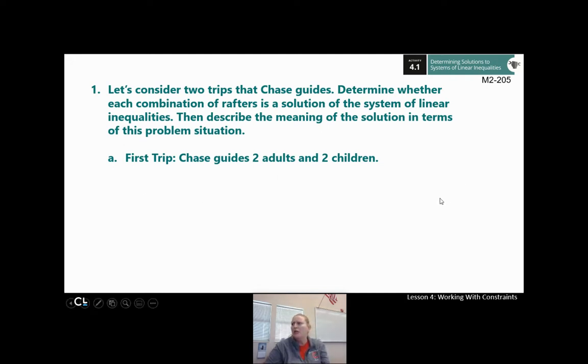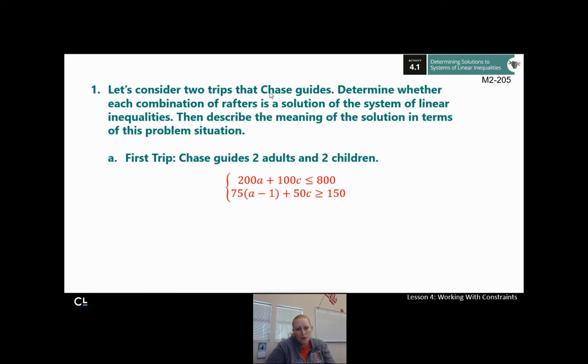So we came up with two inequalities for that. Please remember that Chase is also in the boat, so you have to take him into consideration as well, which is why our inequalities end up looking the way they do. So here's what I'd like you to do. Let's consider two trips that Chase guides. I only have one on my page. You have both of them on your page. We have two scenarios. A, first trip, Chase guides 2 adults and 2 children. And then B is the second trip where Chase guides 5 adults.